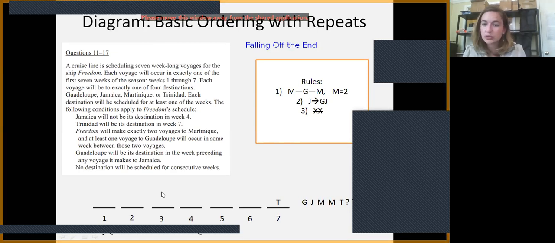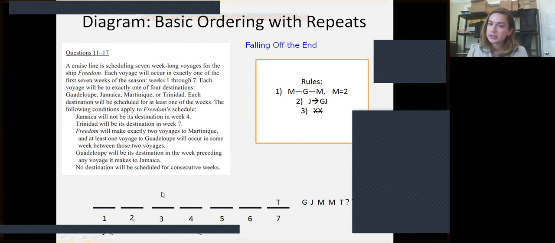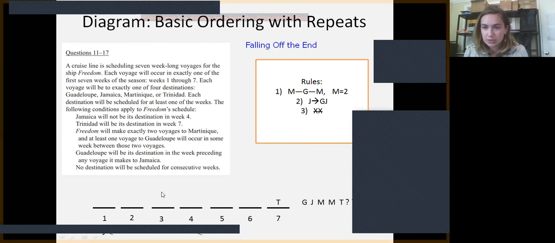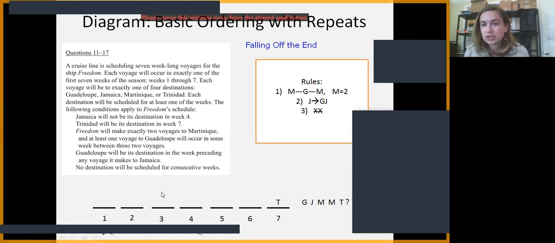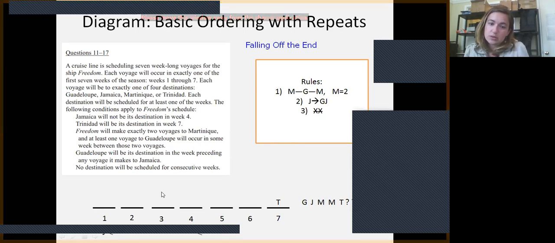Yeah, nice. So when a game allows repeats, things get really tricky. I might have 1 G that's in between the M's. I will have 1 G in between the M's, but I could potentially have another G that shows up outside of the M's. So a lot of the standard inferences that you would make if this were a non-repeating basic ordering game fly out the window. And so because of that, when you have repeats, a lot of times you're not going to have a whole lot of inferences set up on your board before you go into the questions.